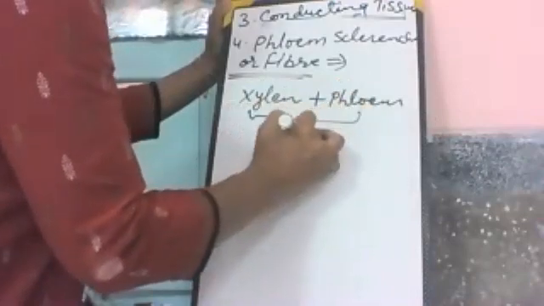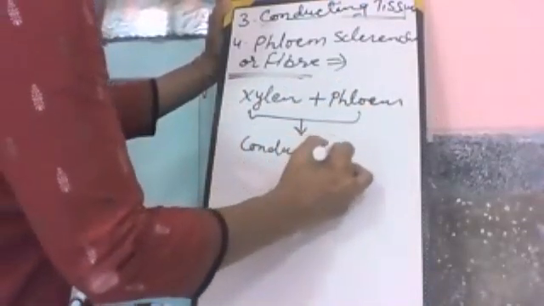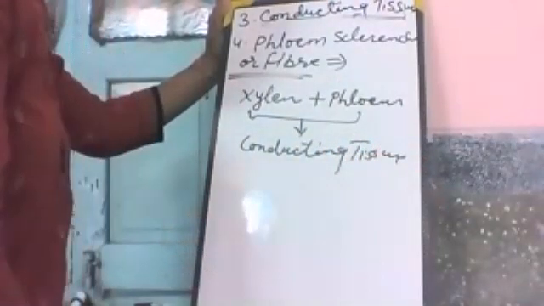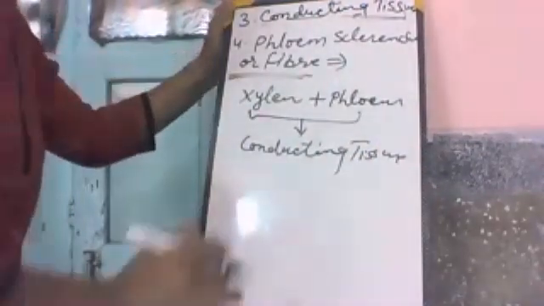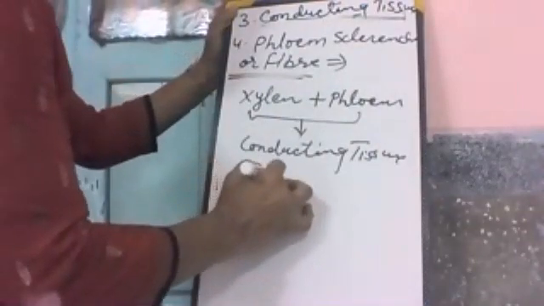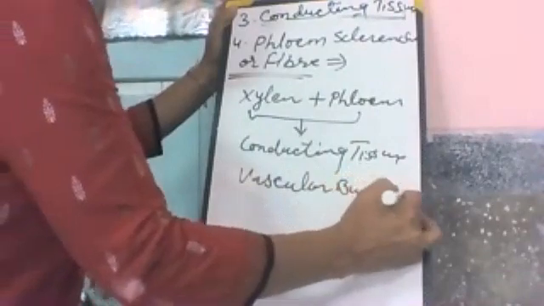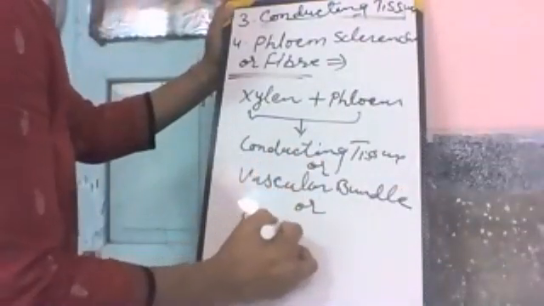Here are the words xylem and phloem. Collectively, they are known as conducting tissue. They are collectively known as conductive tissue, and the other name is vascular bundle or complex tissue.